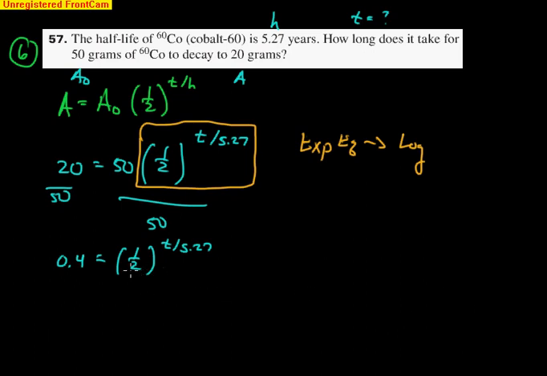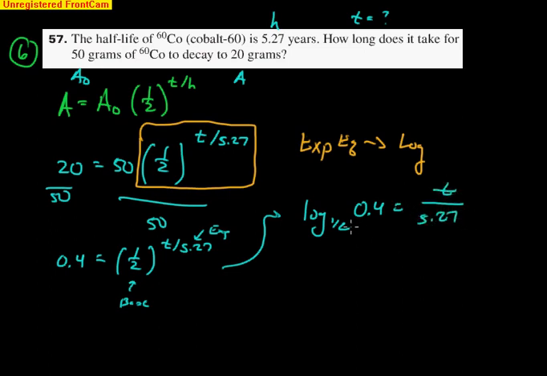And now we're going to use logs because the base and the exponent are all alone. The 1/2 is the base. This is the exponent. So over here I'll write the base, log base 1/2 of 0.4 equals t over 5.27. Now I will multiply both sides by 5.27 to get rid of it in the denominator. Remember that it does not combine with the 1/2 or the 0.4. It just goes right here. 5.27 log base 1/2 of 0.4 equals t.